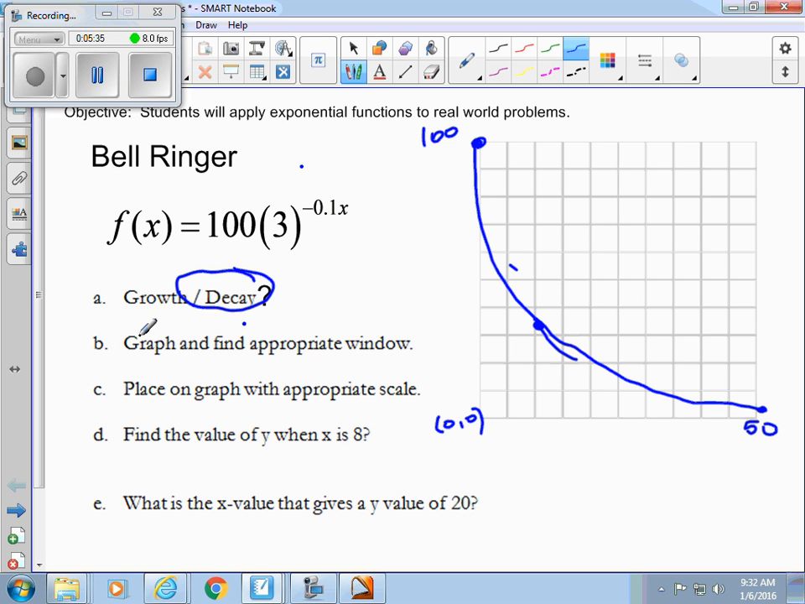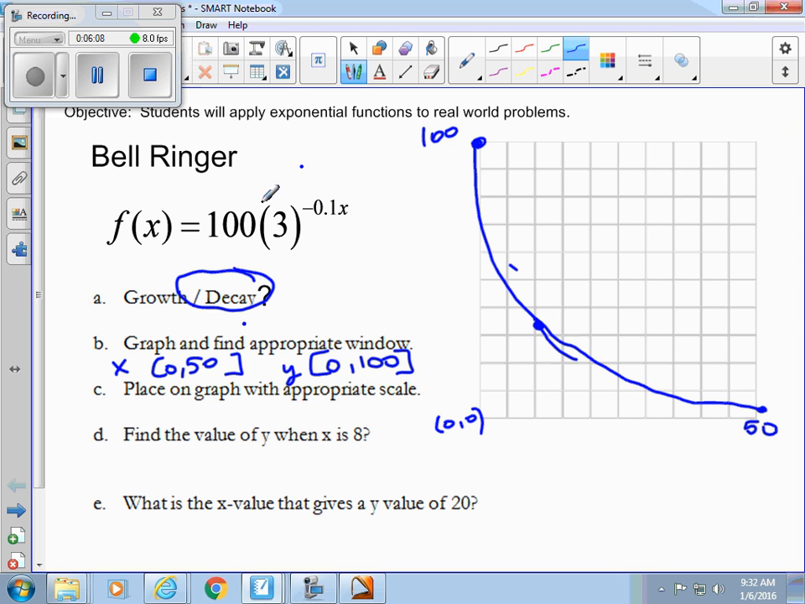Okay. So I did X window from 0 to 100, and I did Y window from 0 to, no, I did that backwards. I did X from 0 to 50, Y from 0 to 100. Is this the only right answer? Absolutely not. You could have 100 different answers there and be correct. The big thing is that you need to be able to see the picture.